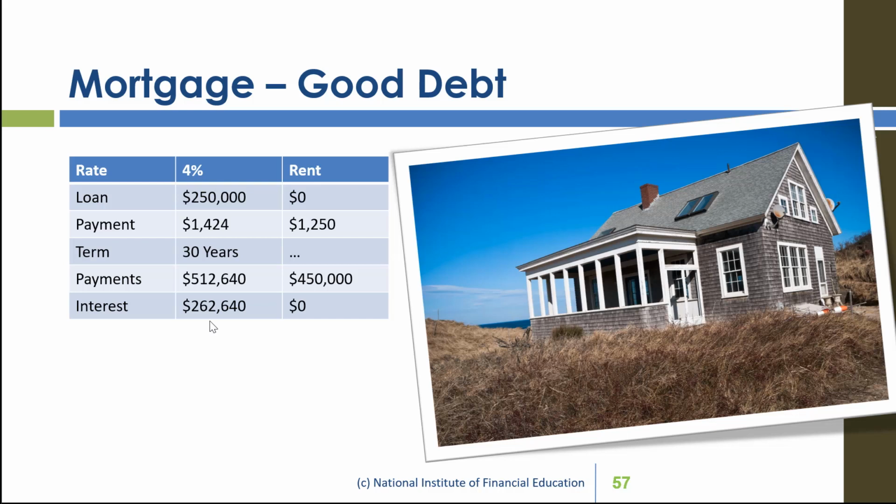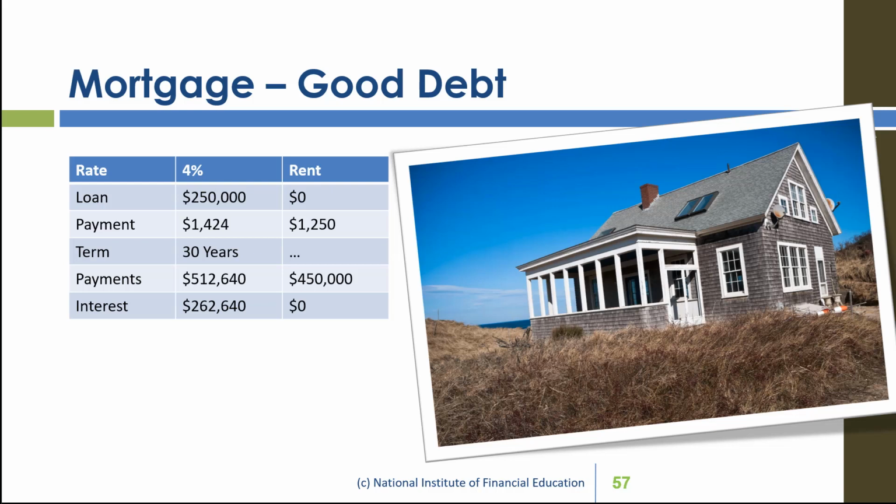Now, if I rent, and I could rent this same house for $1,250 a month, I'm paying the landlord's mortgage payment, and over that 30-year period, assuming no increase in rent, which is very unlikely, I'll still spend $450,000. Most likely that rent will increase over time, and I'll end up paying more like $600,000.